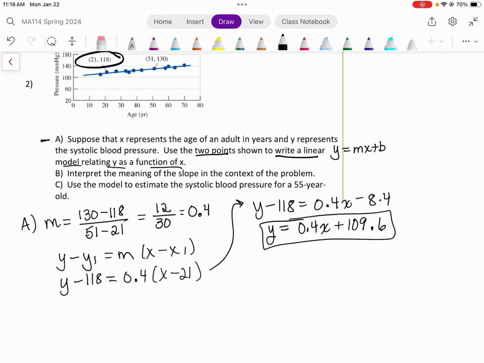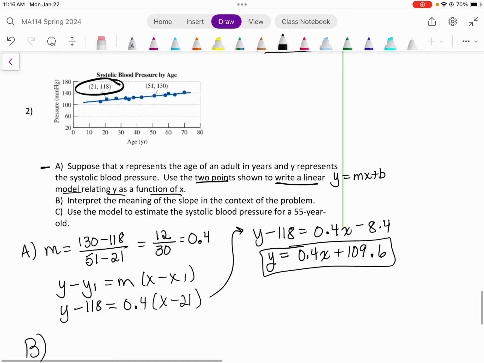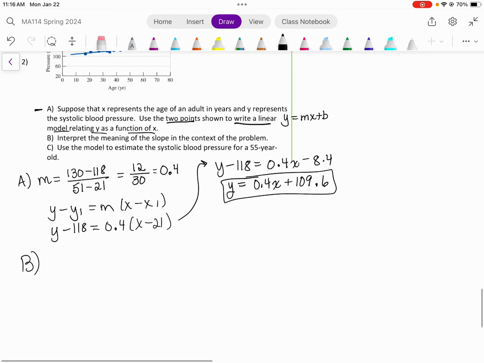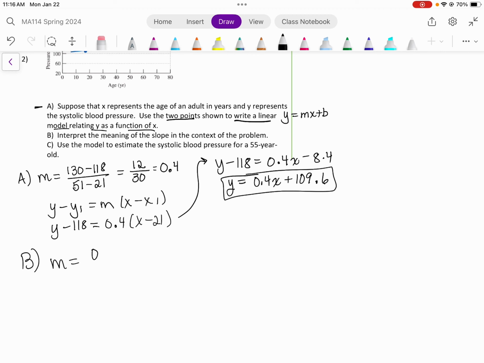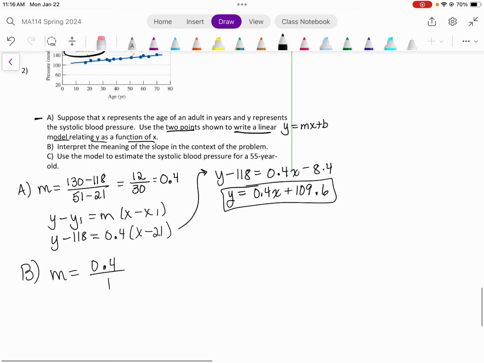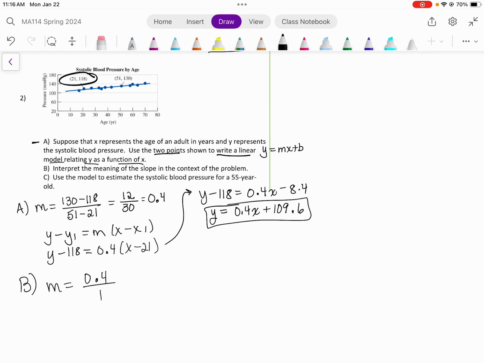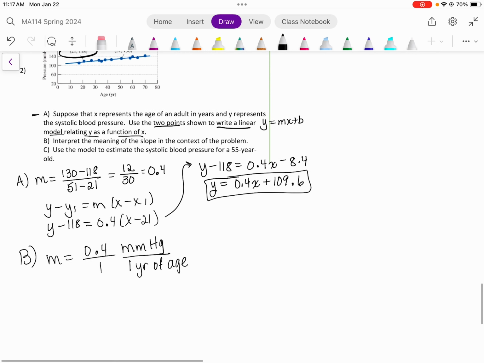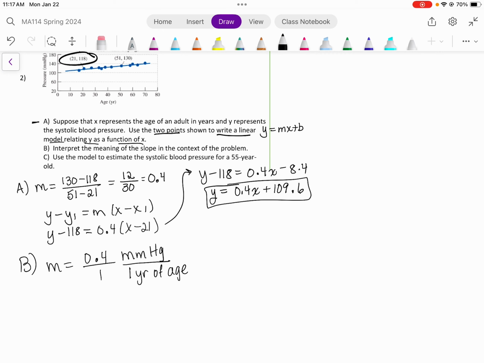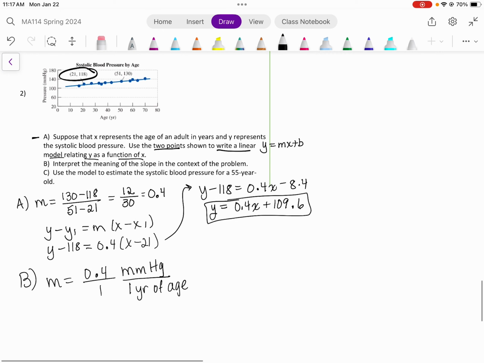Okay, part B. Interpret the meaning of the slope. All right, our slope was 0.4. I'm going to write that over 1. Okay, when you find slope, it's the y's that are on top. The y's are measuring millimeters of mercury, and then age is on the bottom. So how would I interpret that? As for each year of age, your systolic blood pressure rises by 0.4 millimeters of mercury.